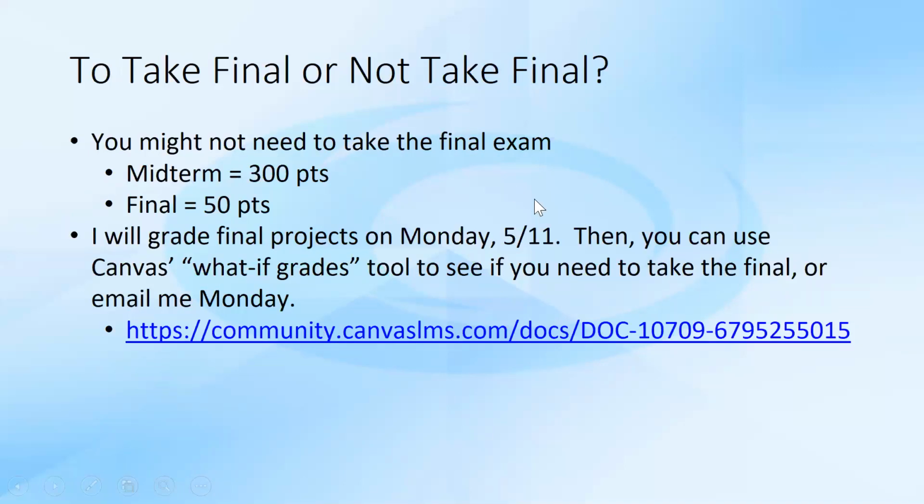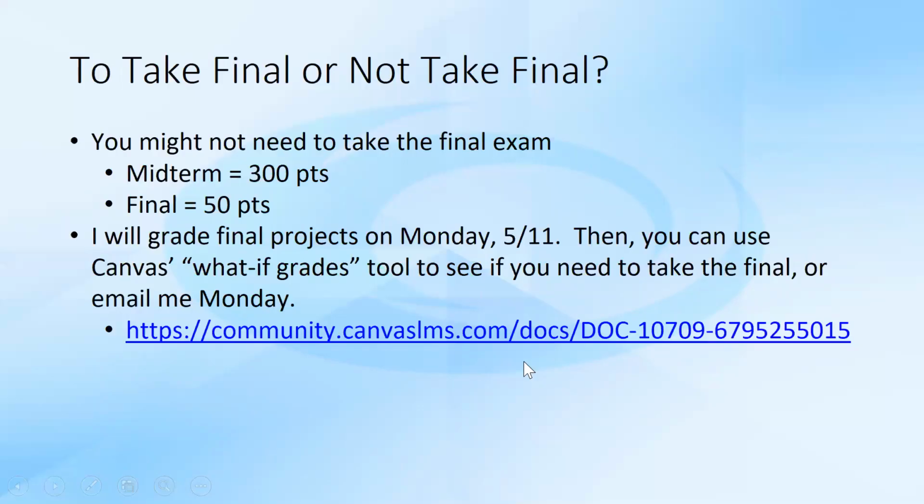So after I grade the final project, you can go in there and type in 0 for the final exam and see if you'll still get an A or still get a B in the class. It might not affect your grade. And then if you don't know what I'm talking about, you can click on this link at home and it gives you instructions on actually how to do that. So that is all with the final exam.